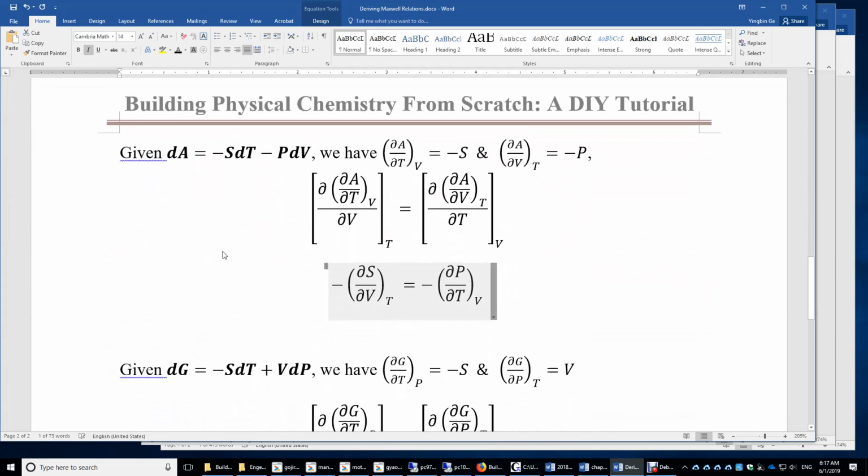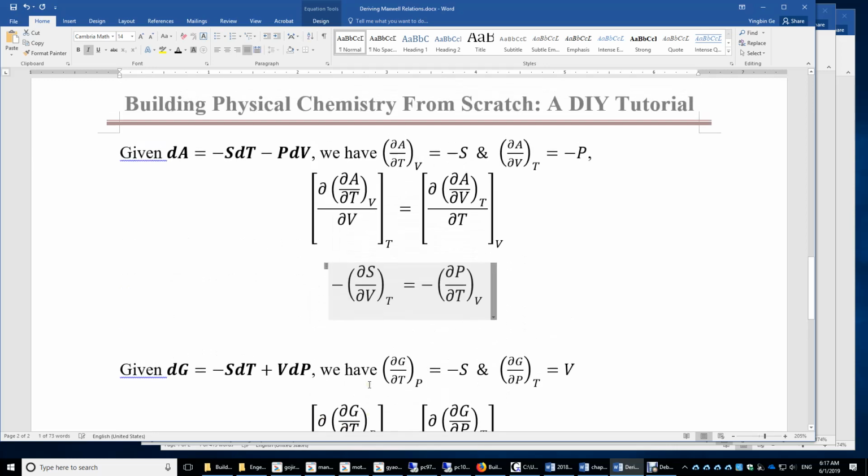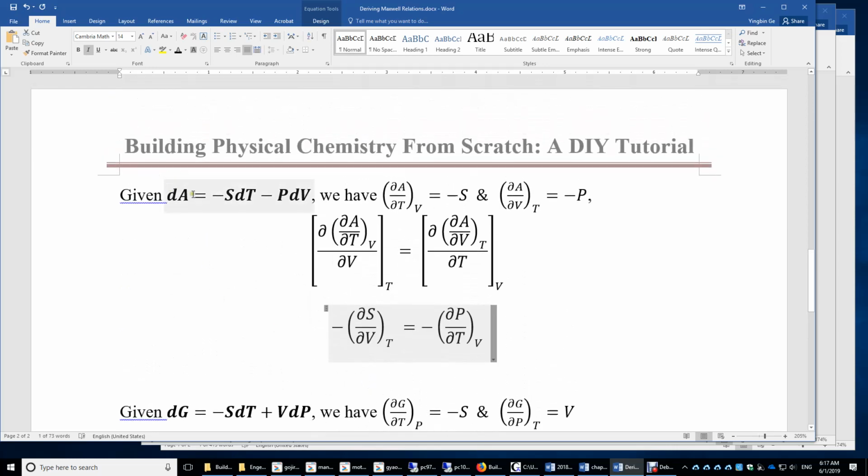The third and the fourth Maxwell relations are more useful. You'll see over here, it helps us to compute the entropy change when volume changes. It also helps us to compute the entropy change when pressure changes. So we're going to look at this. Given this dA, A is the Helmholtz free energy, equals negative SdT minus PdV. We know dA over dT equals negative S if volume is constant. That's here. And then dA over dV is simply negative P, so it's here if temperature is constant.